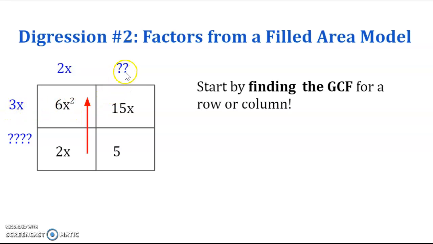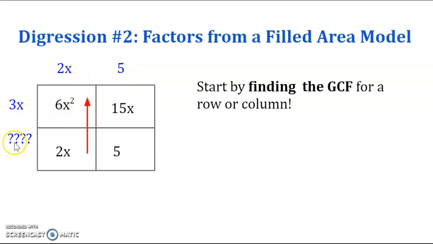Now we can figure out what this question mark is, because I know that 3x times what is 15x? 3x times what is 15x? That has to be 5, right? So we figured out what the top factor, or the length factor, is.